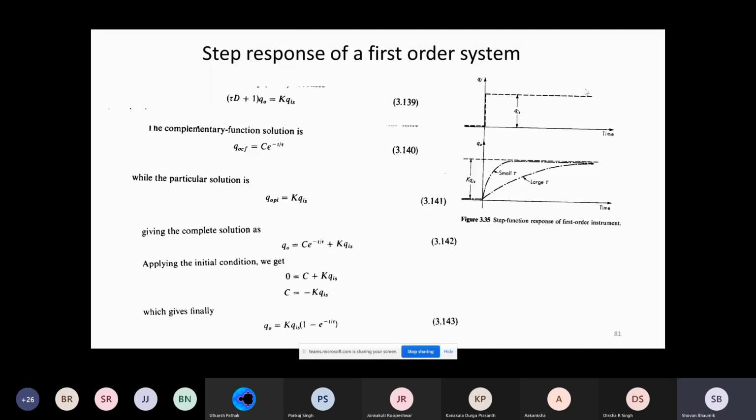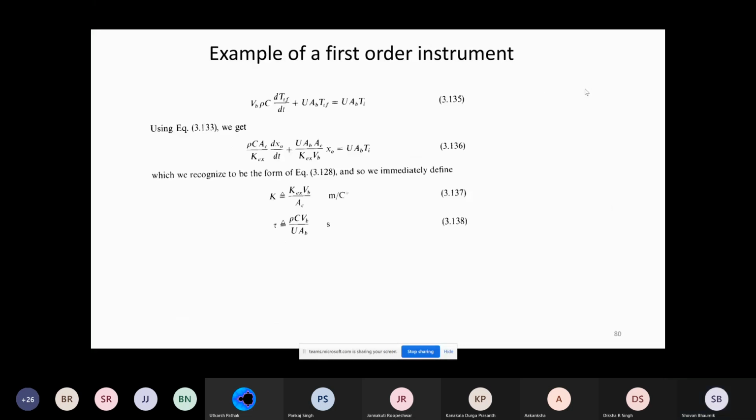So we want small tau, and we want the gain to be high, so that a small change in temperature can be detected. So we want K to be very high. If we want K to be high, then we can choose the volume VB such that a large volume and a small area AC make K become high.